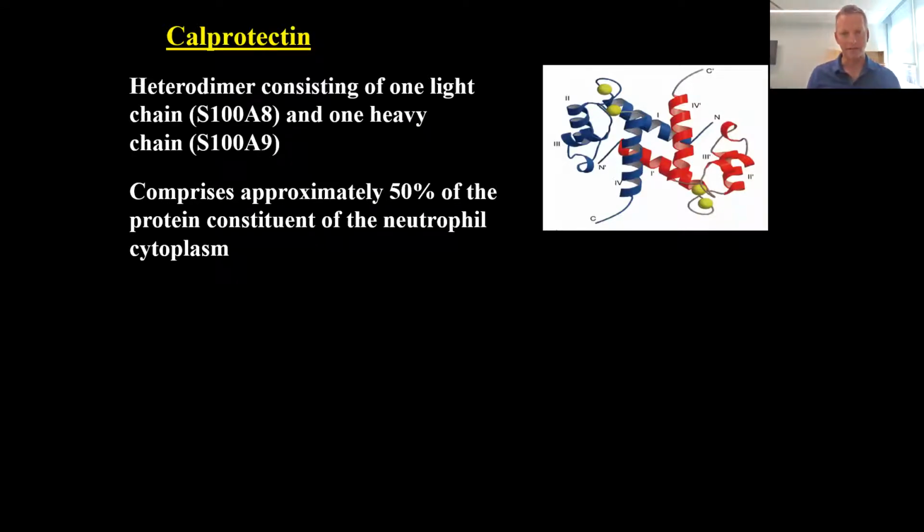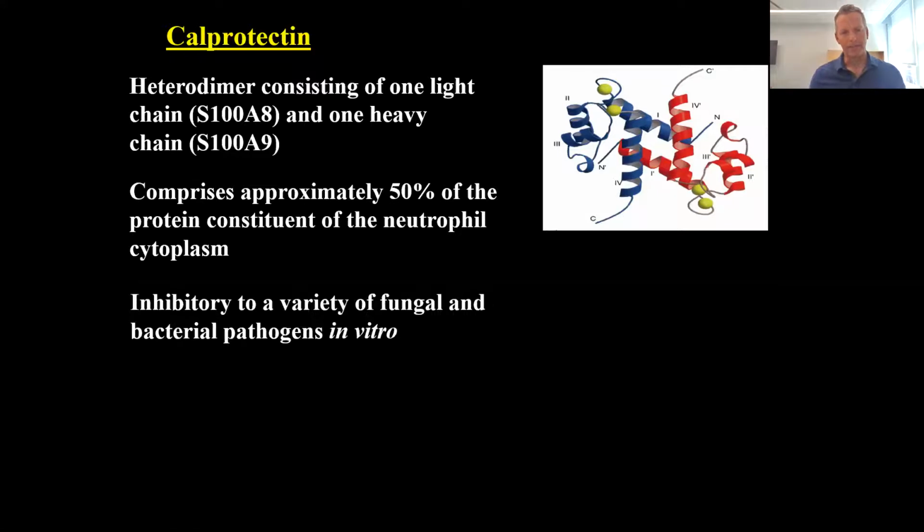And if that surprises you, it's probably because most people, when they think about neutrophils, think about the granules. And that's where most of the antimicrobial proteins are. Well, those granules are bathed in this calprotectin protein. So I think it's safe to say that calprotectin is the most abundant protein in neutrophils, which arguably makes it the most abundant immune protein in the body.